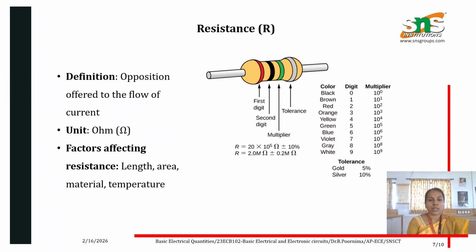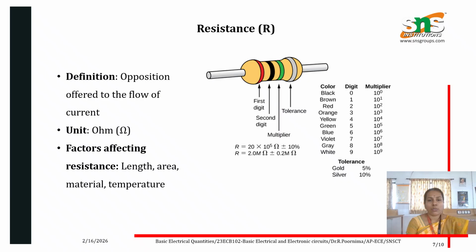So next, some other fundamental quantities. Resistance: here resistance provides the opposition to the flow of current in a circuit. So its unit is ohms, and factors affecting the resistance value are length, area, material and temperature.